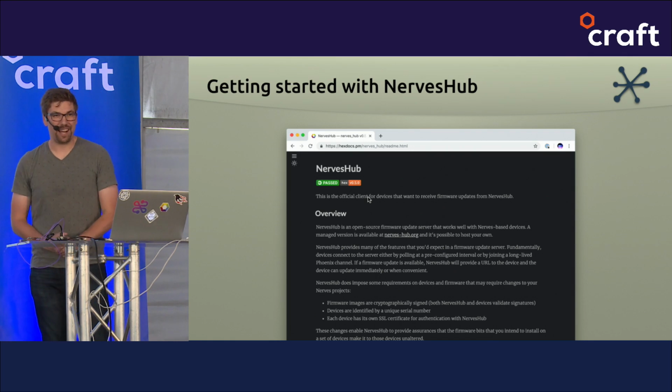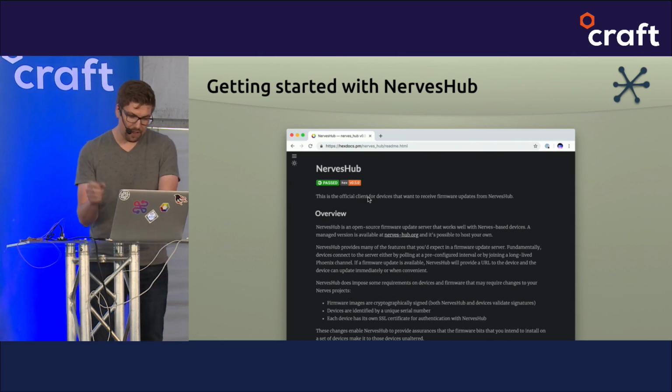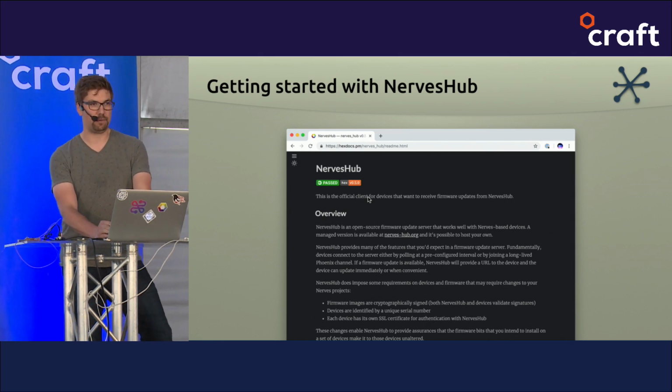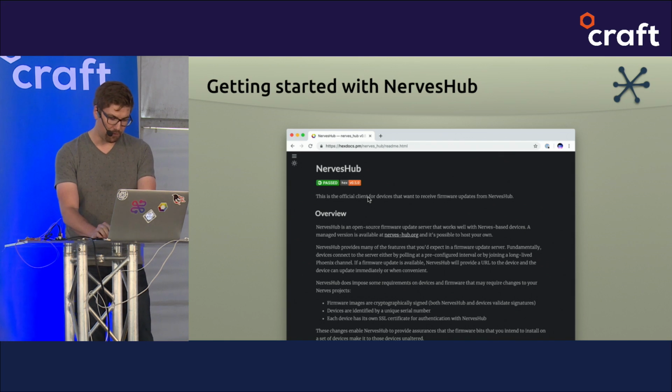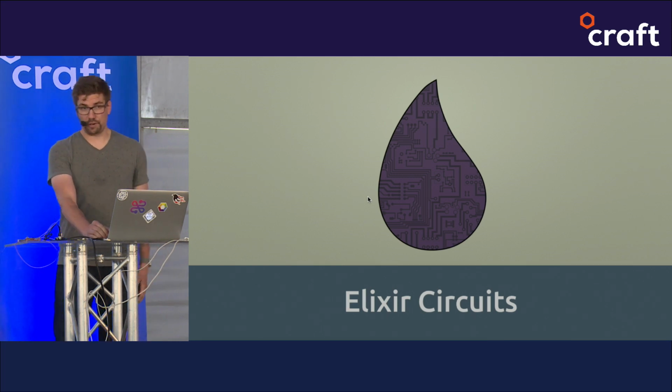Getting started with NervesHub. You can find out more information on the site from NervesHub through GitHub. The organization is nerves-hub, and there's a README guide there that you can go through to find out how to start using it, set it up for yourself, and start integrating it within your project. Another thing I'd like to show is Elixir Circuits.